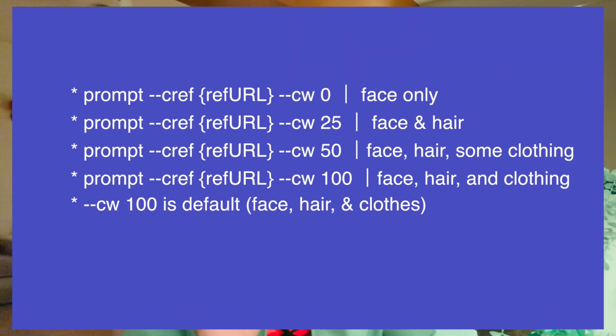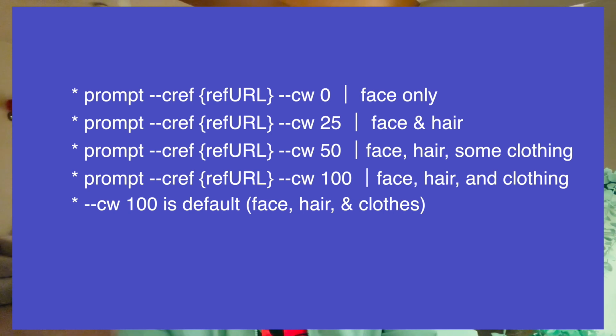Some basic guidelines for the character weight parameters. If you use a value of 0, only the face will be referenced. If you use a value of 25, the face and the hair will be referenced. If you use a value of 50, the face, hair, and some amount of clothing will be referenced. And if you use the value of 100, face, hair, clothing, and almost everything of the original character will be referenced. Few things to note.